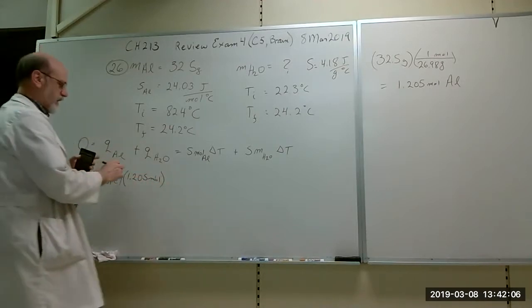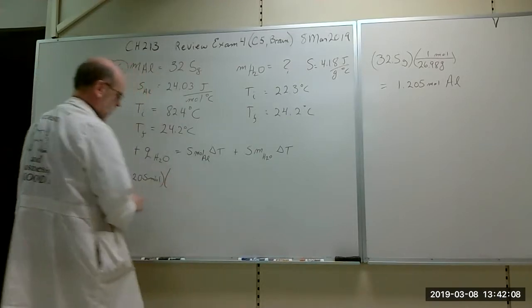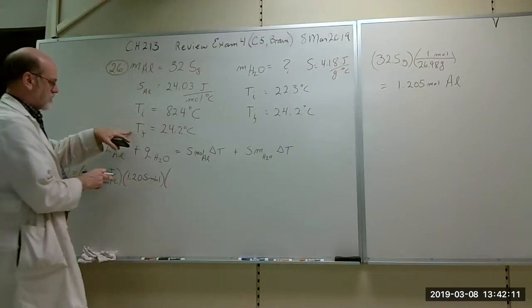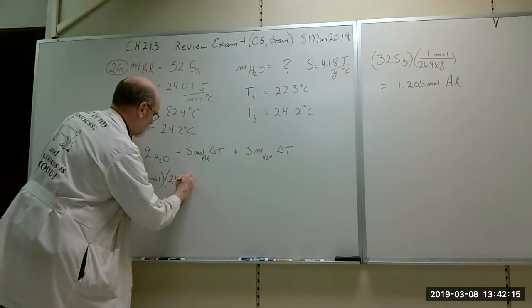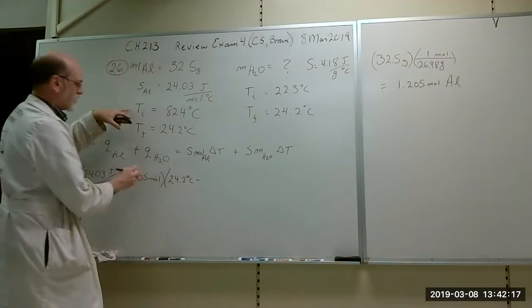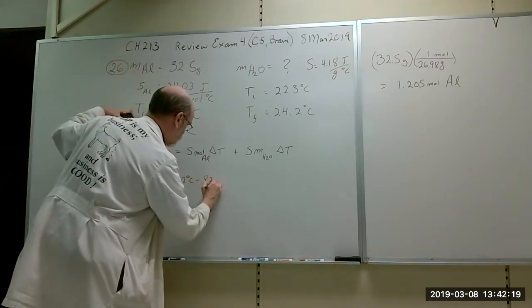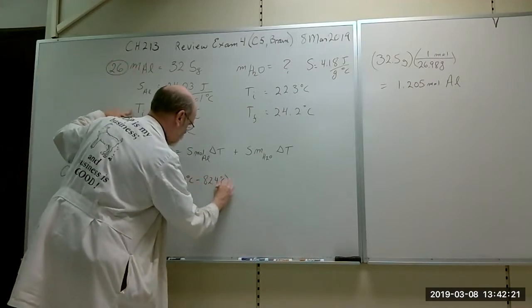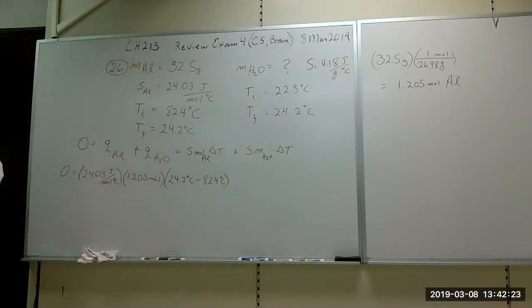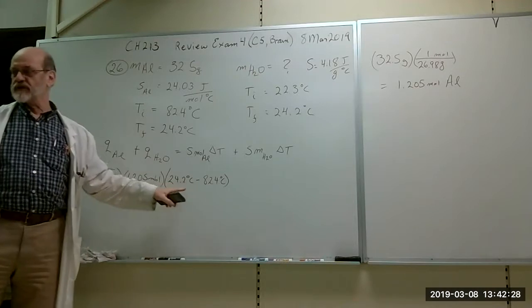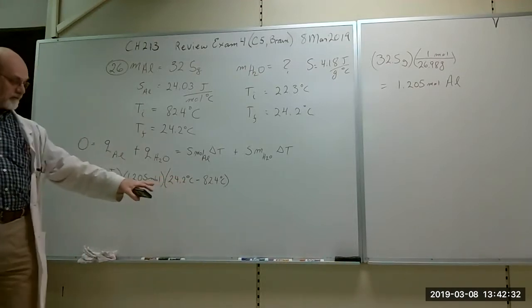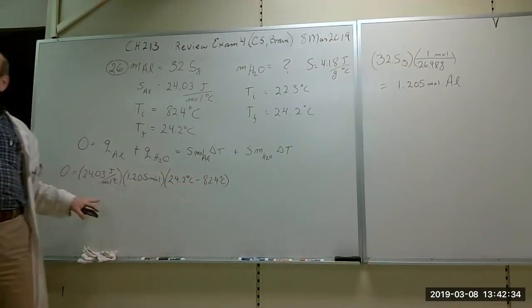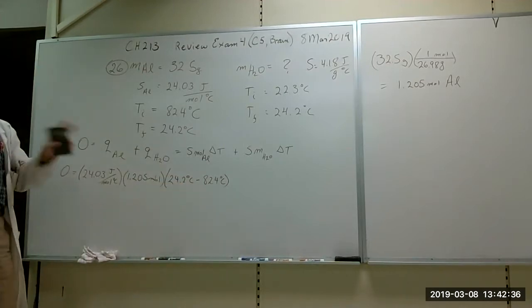Now we need change in temperature. So final temperature, 24.2 minus initial temperature, 82.4. Okay, it's important to do final minus initial because then that establishes the correct sign on your value. If you do it the other way, then you're going to end up with a positive number here and a wrong answer.